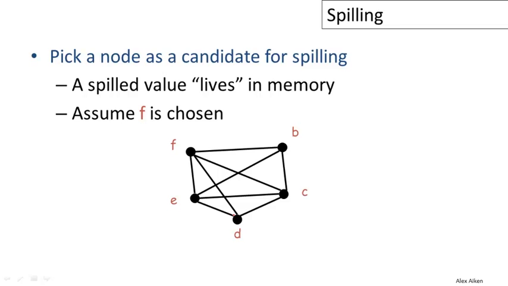So in this situation, what we're going to do is pick a node as a candidate for spilling. This is a temporary that we think we may have to assign to a memory location rather than to a register. And let's just assume, for the sake of this example, that we pick F. We'll talk later about how to choose the node to spill. There's a number of different ways to choose the particular node to spill. But for the illustration of this example, it doesn't matter how we pick it. We just have to pick one to remove from the graph. Okay, so we're going to spill F.